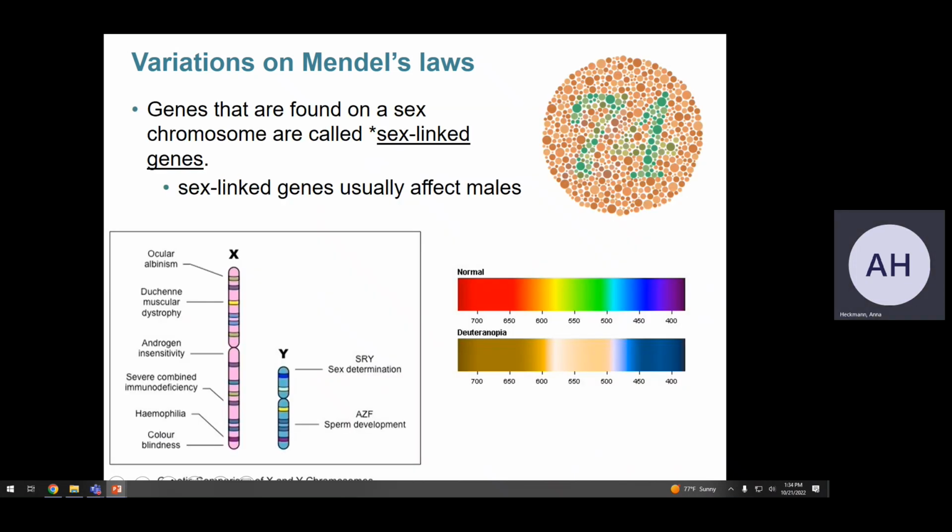Sex-linked genes are those found on a sex chromosome. In humans, sex-linked genes are typically found on the X chromosome because it's larger and has more genes than the Y chromosome. Here are some examples of X-linked traits. In fact, most sex-linked traits affect males because look at this. Males only have one copy of the X chromosome. So if they get a mutation of any one of these genes, they're stuck. They have the condition. Females, on the other hand, get two X chromosomes. So if one of their X chromosomes has a mutation, that's okay. They still have a second chance to get a functional gene.